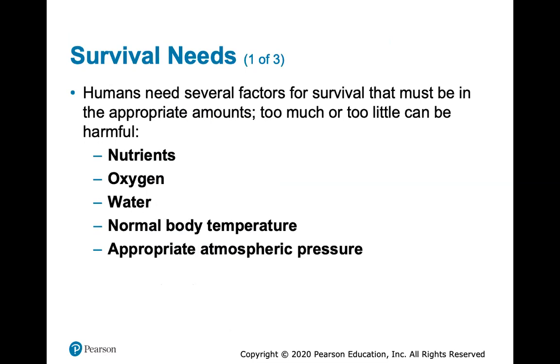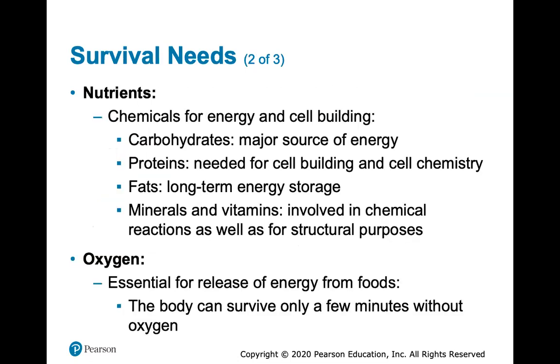So the survival needs of humans depend on a relatively exact amount of nutrients, oxygen, water, a normal body temperature, and an appropriate atmospheric pressure. Your body has a way of regulating itself called homeostasis to make sure that it has the appropriate amount of these things. Nutrients are all the chemicals for energy and cell building. You get nutrients mainly through the food you eat: carbohydrates, proteins, fats, minerals, and vitamins.